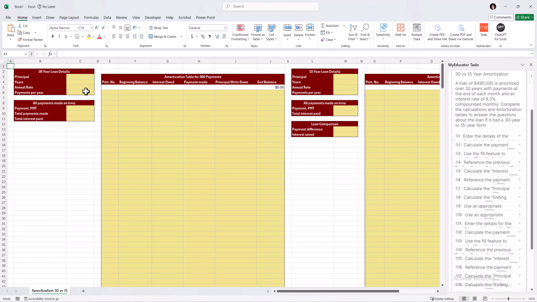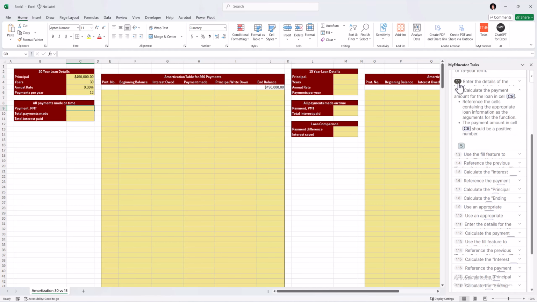Loan of $490,000, that's going to go into principal. Amortized over 30 years. Annual rate of 9.3, that's already in percent mode, with monthly payments. So 12 payments per year. That should be step 1.1. 1.2, calculate the payment amount and make sure that it comes out positive.